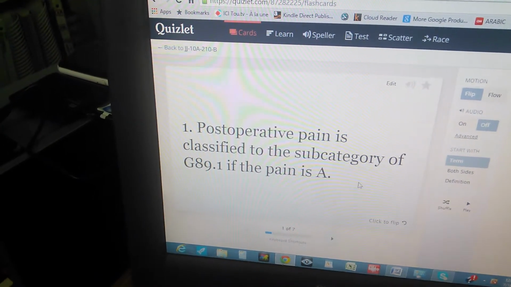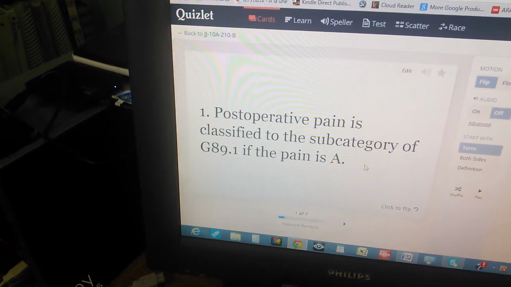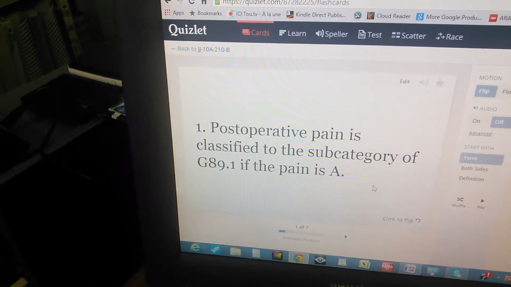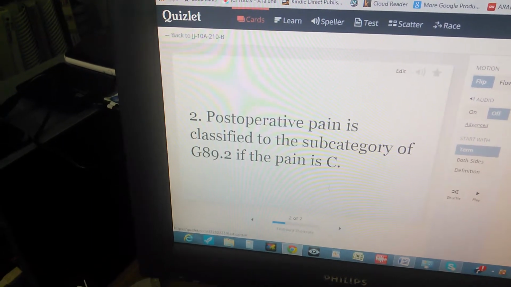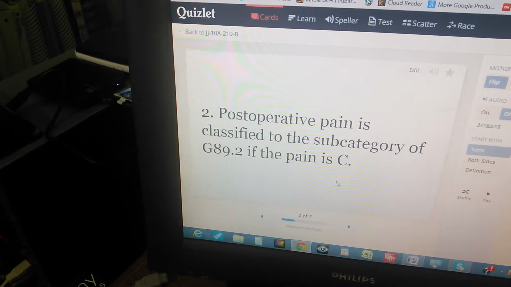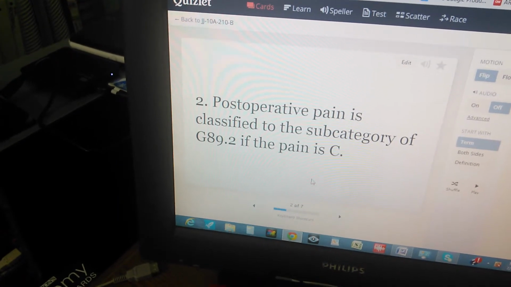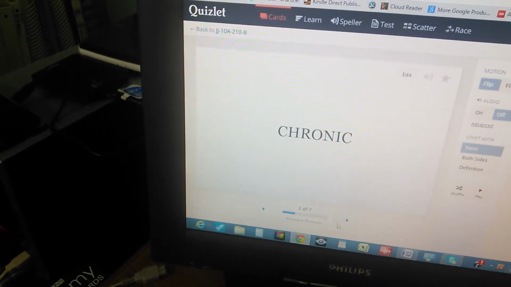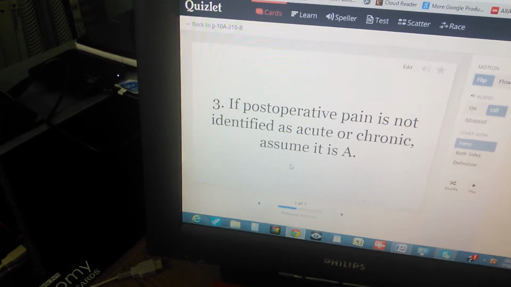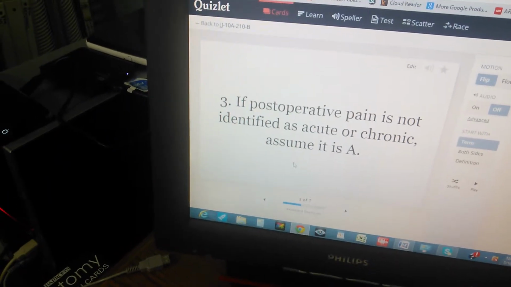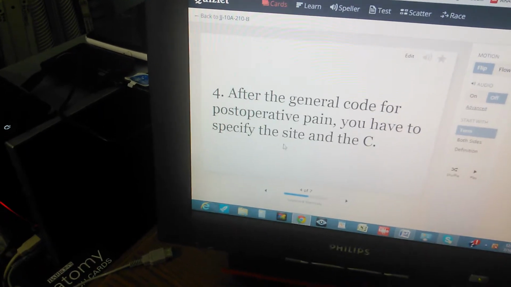Post-operative pain is classified to the subcategory of G89.1, of course this is in ICD-10-CM, if the pain is A. Acute. Okay, second question. Post-operative pain is classified to the subcategory of G89.2 if the pain is C. Chronic. Thank you. The third one. If post-operative pain is not identified as acute or chronic, assume that it is A. Acute. Okay. My turn. Now, Stephanie.